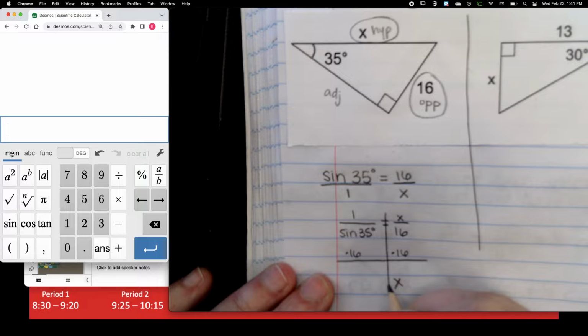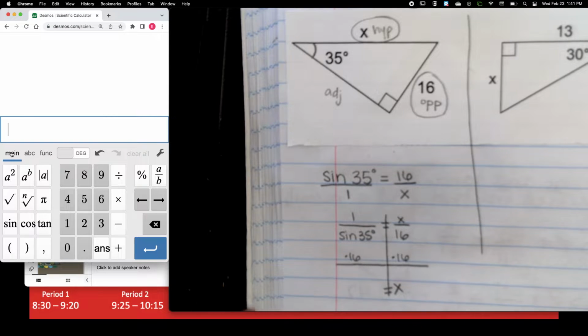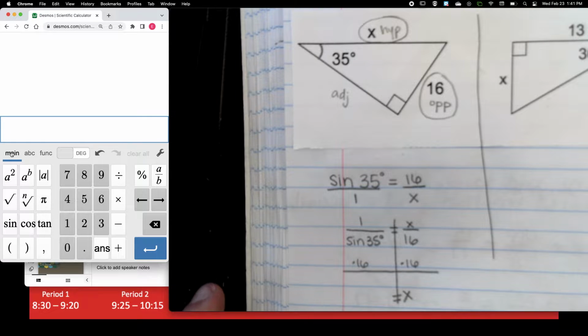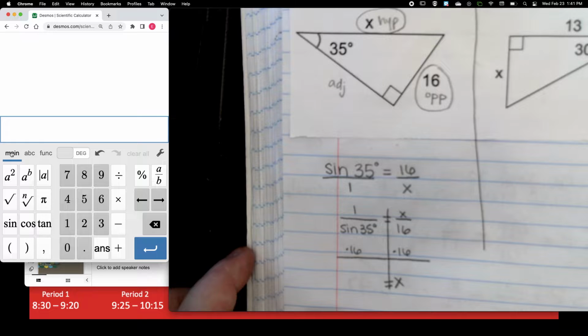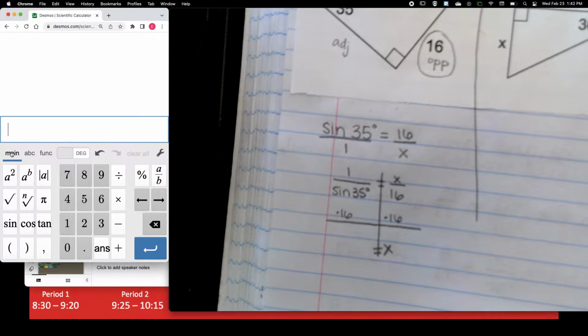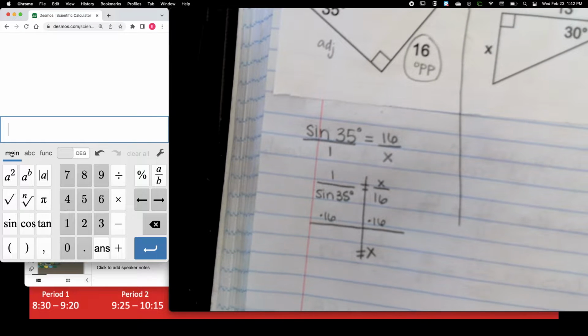We get x equals. Now this is the part where we're going to use our calculator. You don't know what the sine of 35 degrees is. I don't know what the sine of 35 degrees is. I'm sure I was taught once upon a time to memorize it, but memorizing is not the most fun thing in the world. So we use our handy dandy calculator. Desmos is a really great use for this.